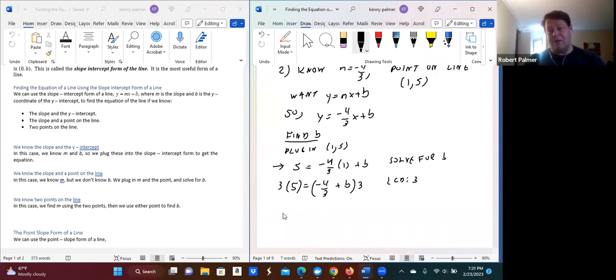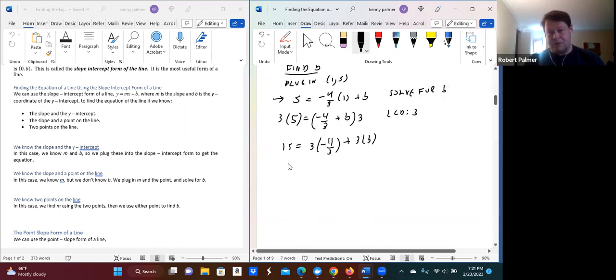So, of course, 3 times 5 is 15. Over here, I distribute 3 to each part. So I give 3 times -4/3 plus, since it's a plus, 3 times b. And then this is going to give me, once again, 15 is equal to, 3's cancel out, and so I have -11 plus 3b. Okay. Now I have an equation for b with no denominators.